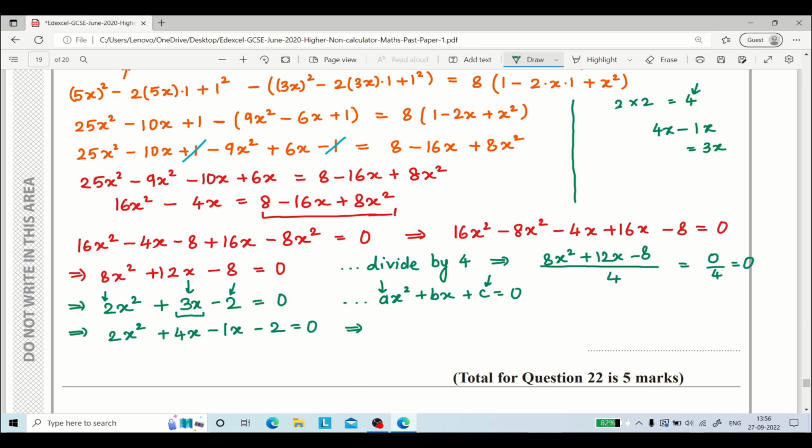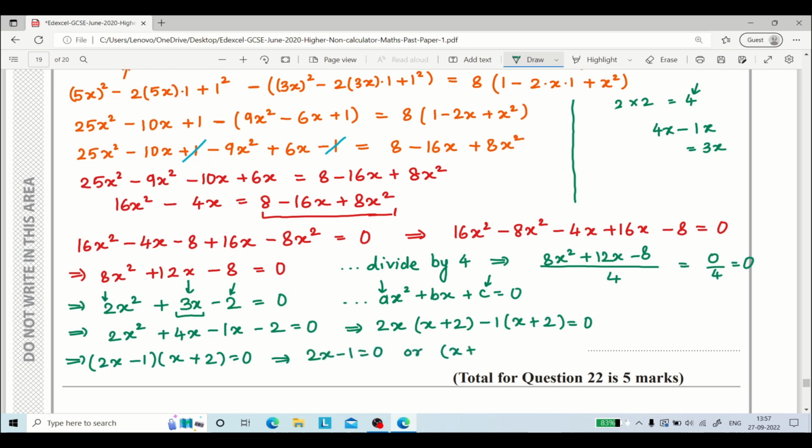So here we have 2x common. That will give you x plus 2. Minus 1 common, again x plus 2 equals 0. Which is 2x minus 1 into x plus 2 equals 0. This implies either 2x minus 1 is equal to 0 or x plus 2 is equal to 0. Which means x is either going to be half or x is going to be minus 2.